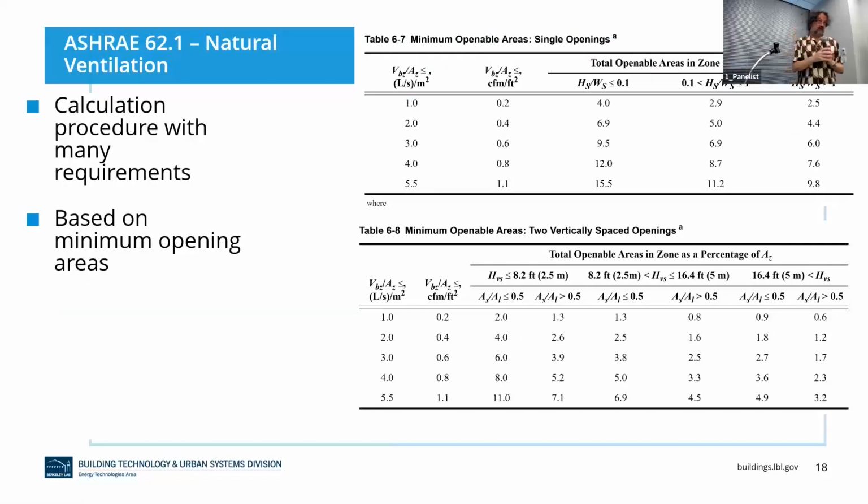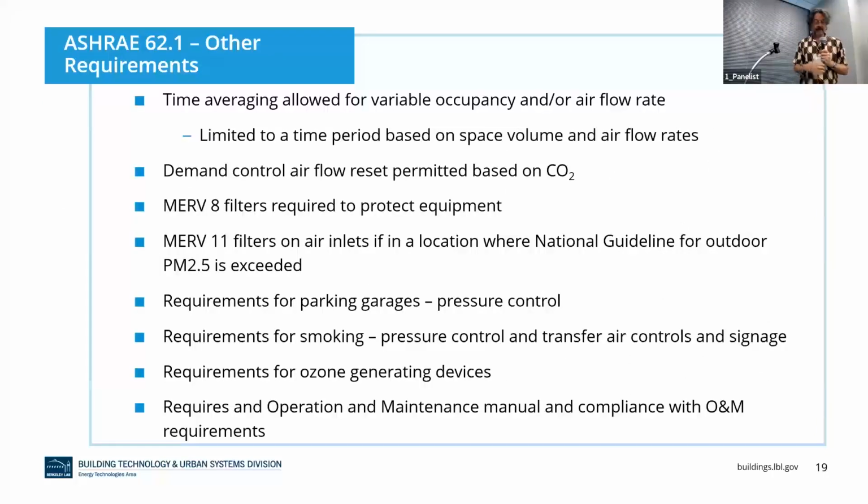There's also calculations in 62.1 for what we call natural ventilation. So maybe you don't have a fan. Maybe you have deliberate openings in the building where the air is driven often by the wind, sometimes by temperature differences. And again, there's a rather complex calculation procedure that tells you what sort of areas you need to comply.